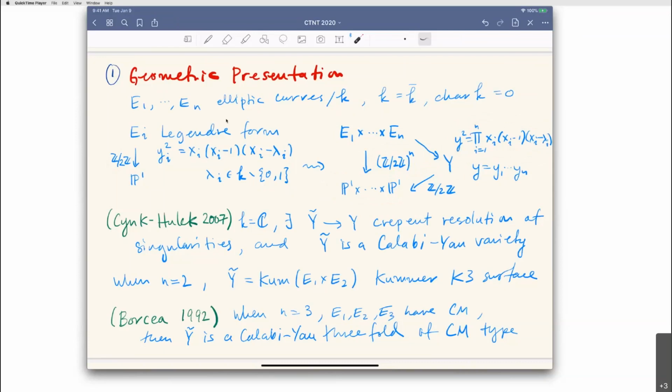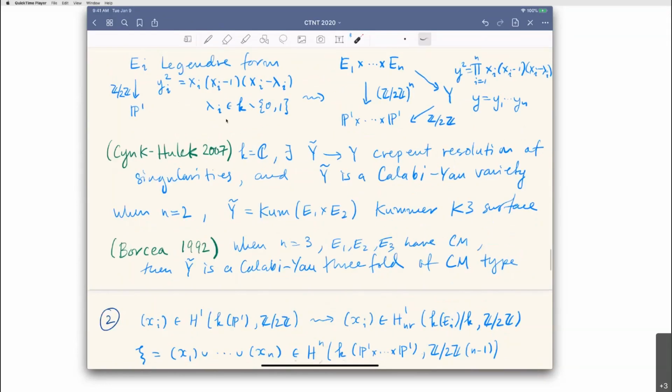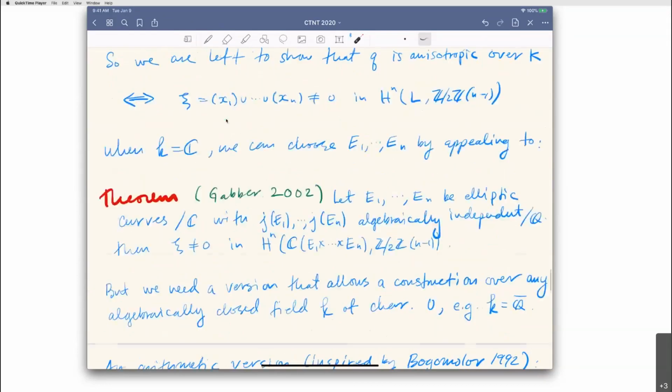This variety has come up in all kinds of ways. For n equals 2, this variety admits a nice resolution, which is in fact the Kummer K3 surface associated to the product of elliptic curves. For n equals 3, this came up as Calabi-Yau threefolds of various types. And let me just tell you what we're interested in.